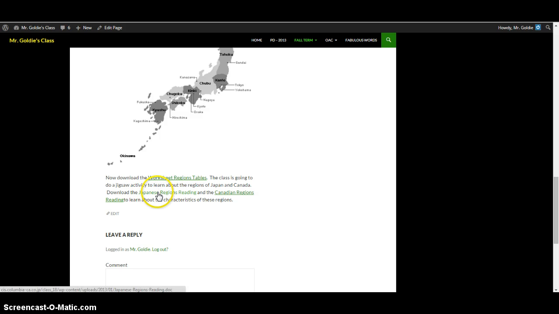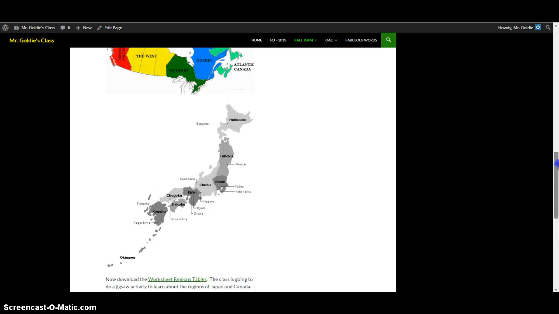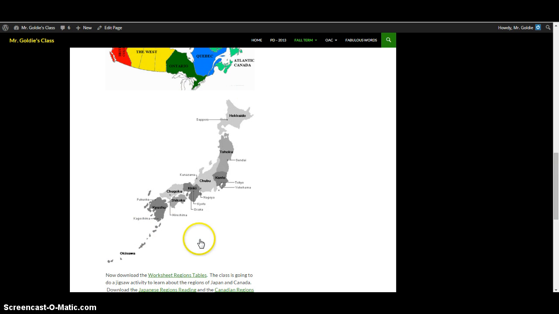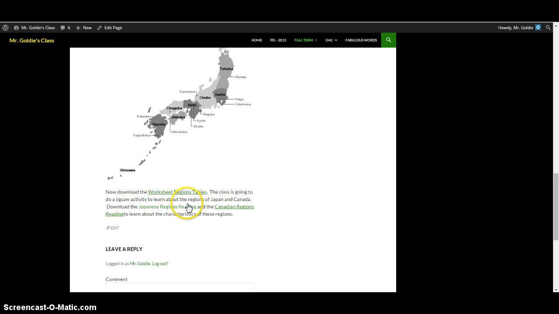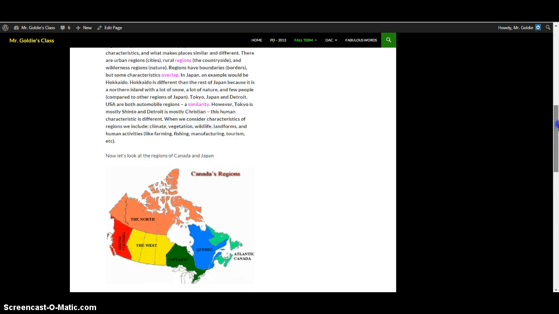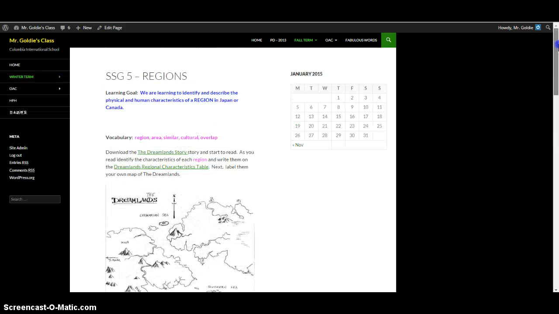So here's a bunch of information about all the regions of Japan. All right, these are all the regions here. And so the reading contains information about each of those. And you're going to add that information to this table, okay? So let's go back up to the beginning and go through this in a little more detail.